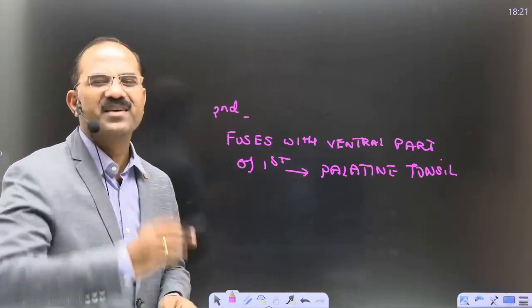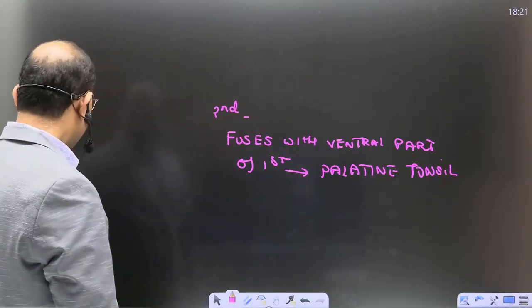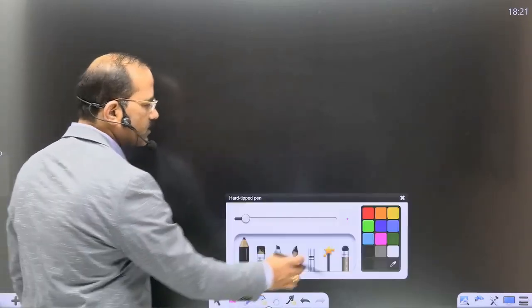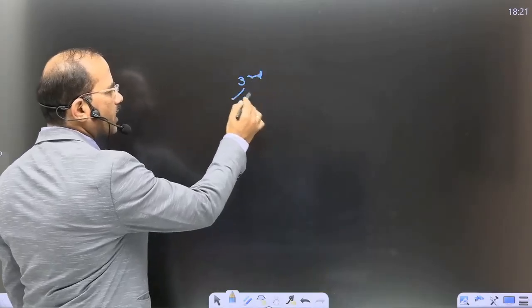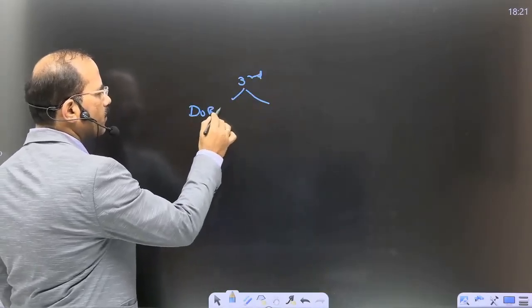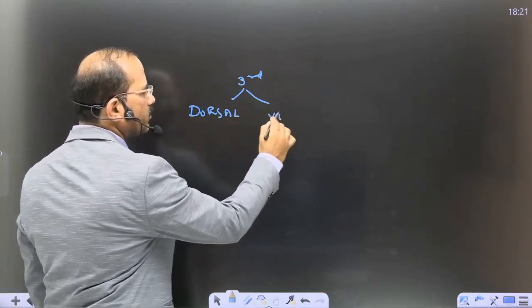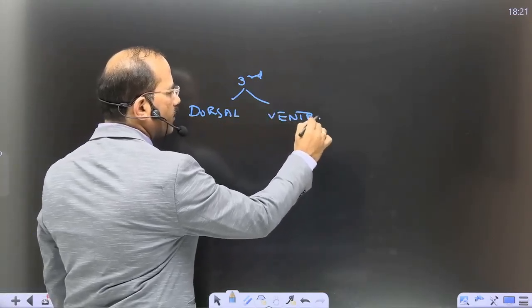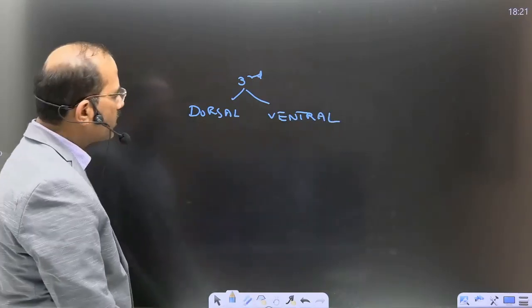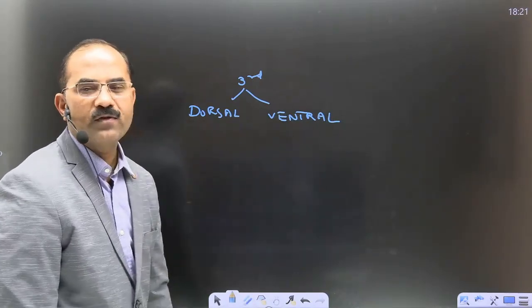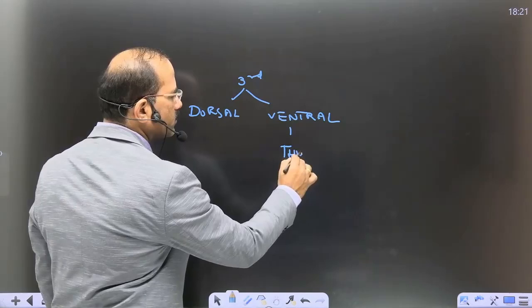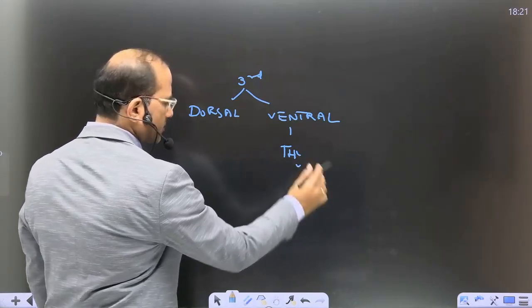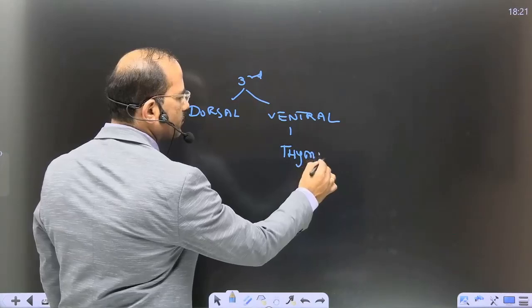Perfect, students? Very good. Now coming to the third endodermal pouch. Third, understand this now. The third endodermal pouch again divides into a dorsal part and a ventral part. Dorsal and a ventral part, right? What does the ventral part form? The ventral part is going to form the thymus.